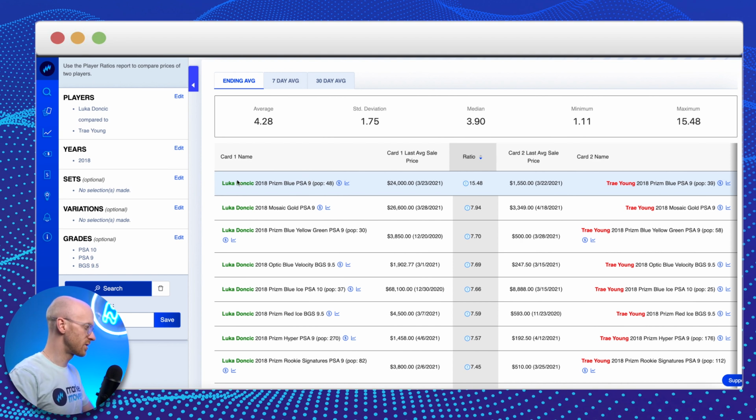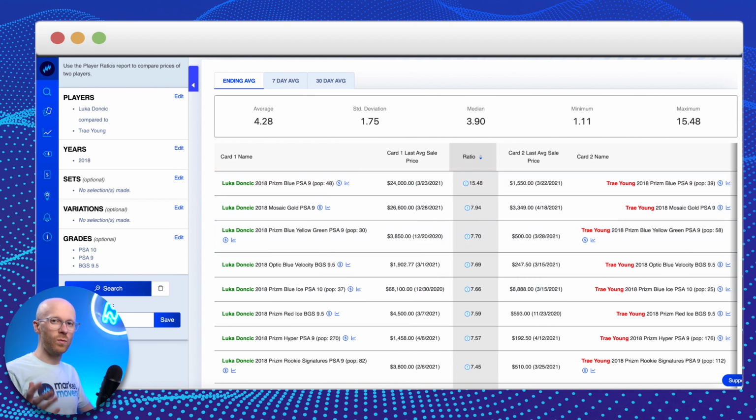So if you're just looking at this top list of cards, you'll see the blue over Trae's blue, which is obviously not a color match to the Hawks jersey, 15.48. You'll come down here, you see the blue, yellow, green, which still kind of plays off of the Mavs uniform, much more than it does the Hawks, 7.7. Blue velocity, blue ice. There's a theme here, right? So that's just one thing that you can take away from this.